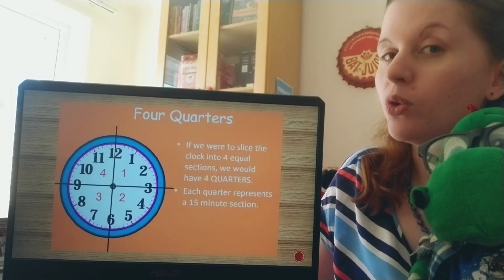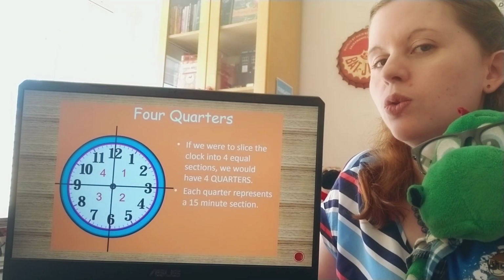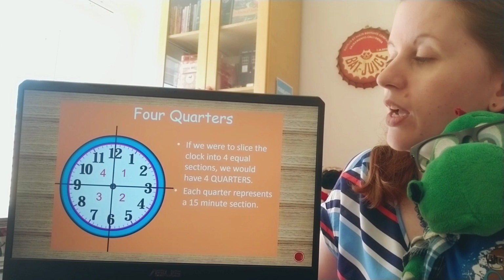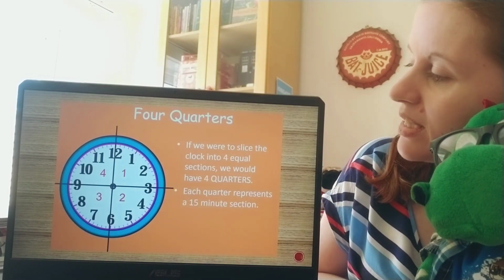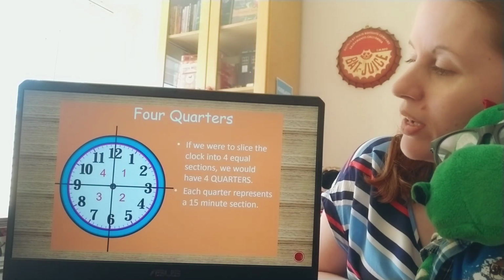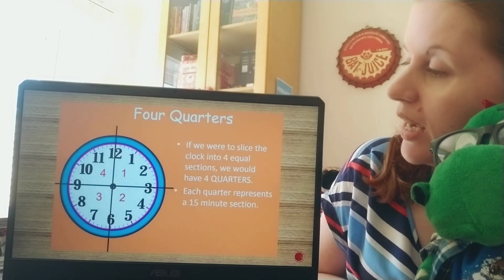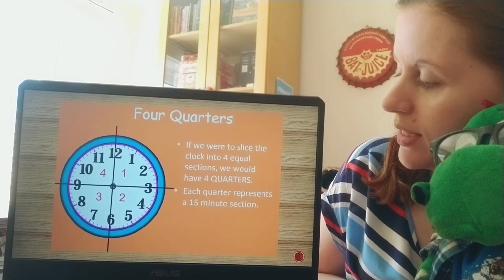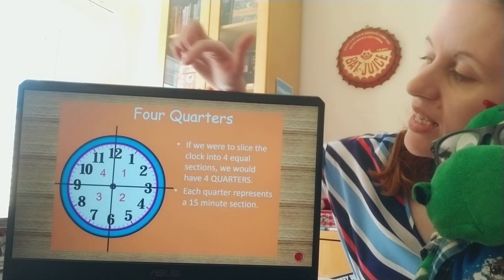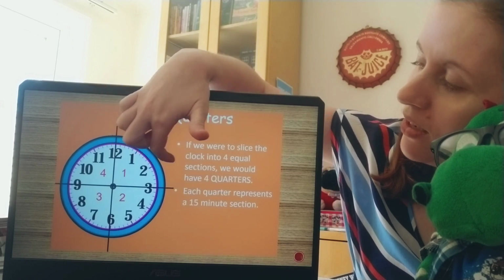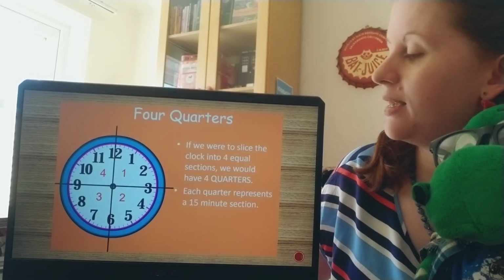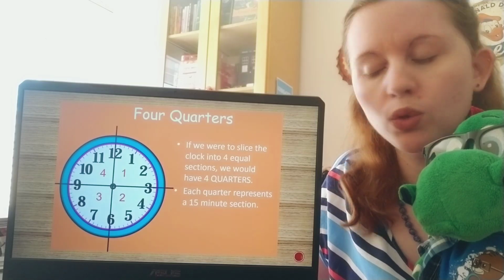Now, before you can tell the time, it's really useful to know some fractions. So a helpful fraction when telling the time is quarters. If we were to slice the clock into 4 equal sections, we would have 4 quarters. Each quarter represents a 15-minute section because here we have 5, 10, 15 minutes. Again, counting in 5s, really useful when telling the time.